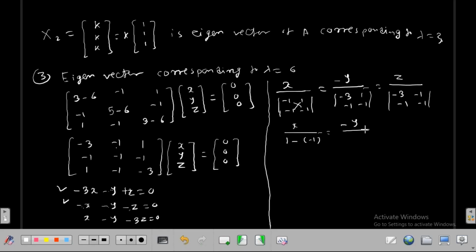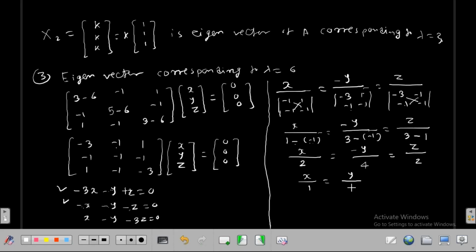Minus y divided by minus 3 into minus 1 is plus 3, and so on. Minus 1 into plus 1 is minus 1, minus 1 into minus 1 is plus 1. Now simplify this: x by minus 1 plus 1 plus 1 plus 1, which is plus 2, equal to minus y divided by plus 1 and this is plus 4, equal to z by minus 3 minus 1, which is 2. Now divide the equation by 2: x by 1, minus y by 2, and z by 1.